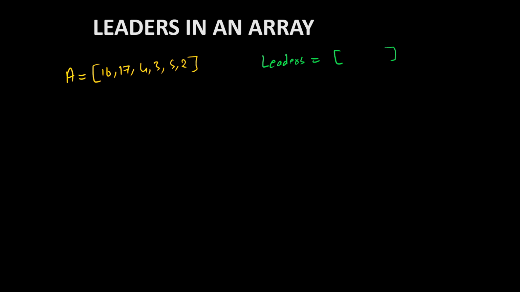Greatest elements means, suppose 16 is the first element. Now we have to ensure all the right side elements are smaller. If all the right side elements are smaller than the current element, then we say that element is a leader. But 16 isn't a leader because on the right side we have 17, which is greater than 16.